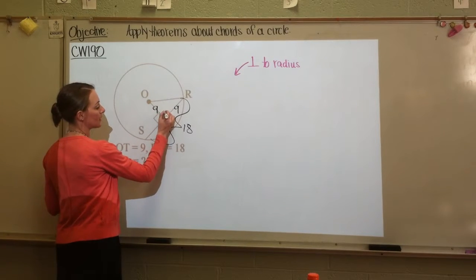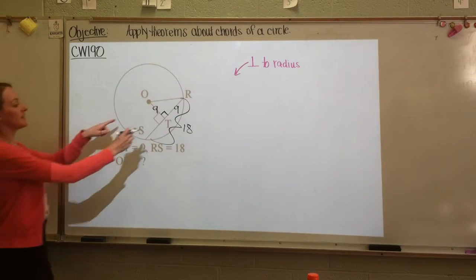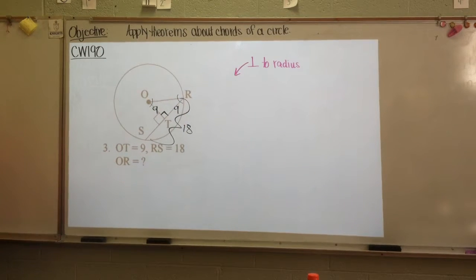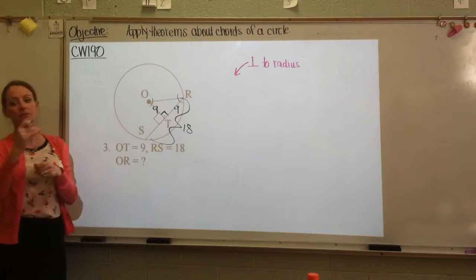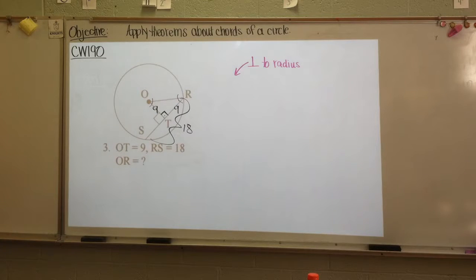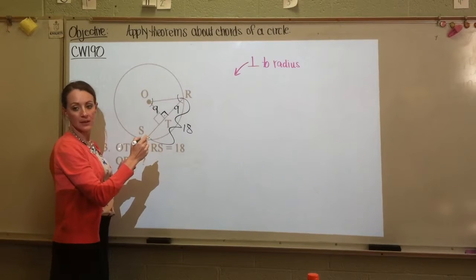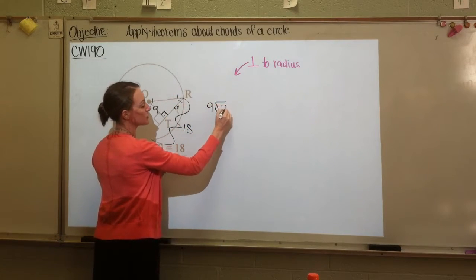So this is my hypotenuse. This is my right angle right here. Does that make sense? So if these two are 9, that means this angle and this angle have to be congruent. Do you agree? Okay, so I've got a 45, 45, 90. What's a 45, 45, 90 relationship? It's this leg times radical 2, so it should be 9 radical 2.